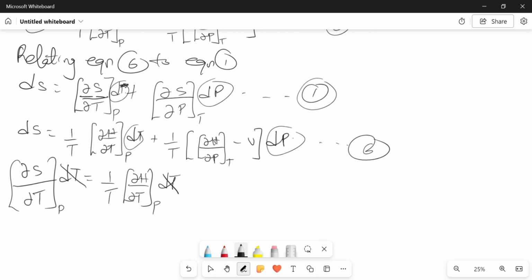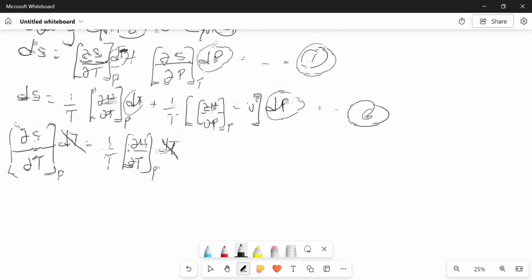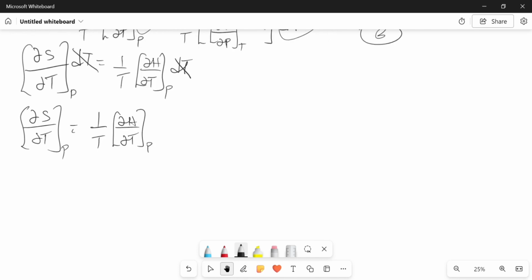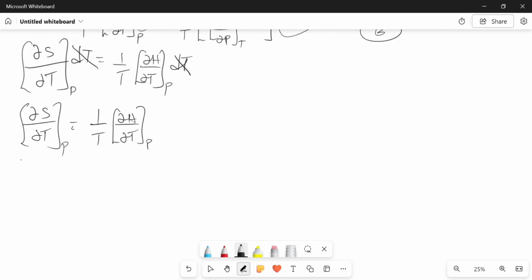Once dt cancels out dt, I can actually have del S over del T at constant pressure equal to 1 over T, times del H over del T at constant pressure. Now, if you have watched one of the videos I dropped before this, we would know that dH over dT at constant pressure is equal to Cp, which is the molar heat capacity at constant pressure. Do you understand? So dH over dT is equal to what?